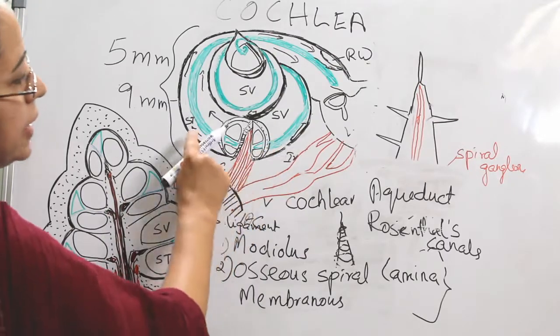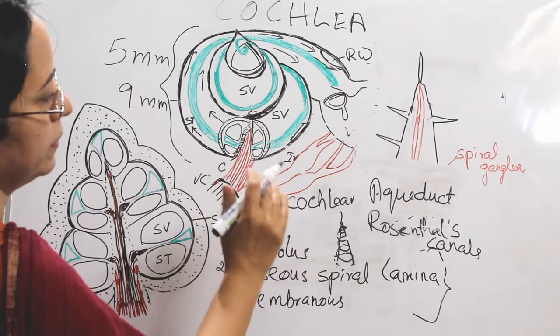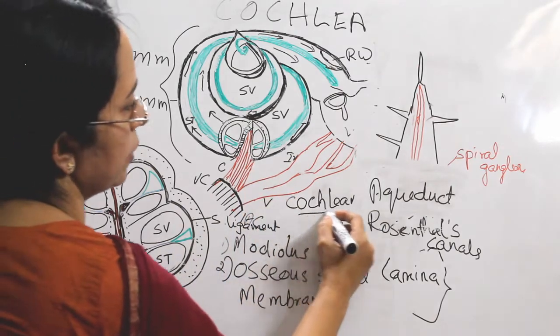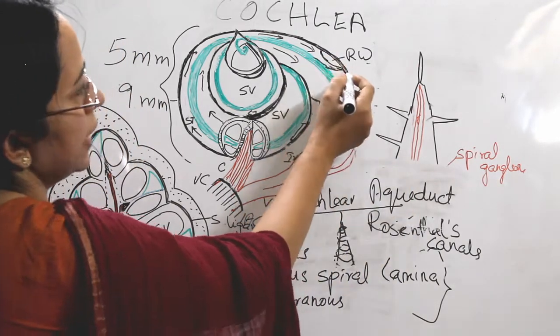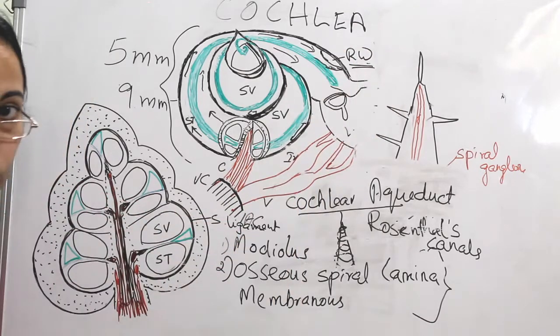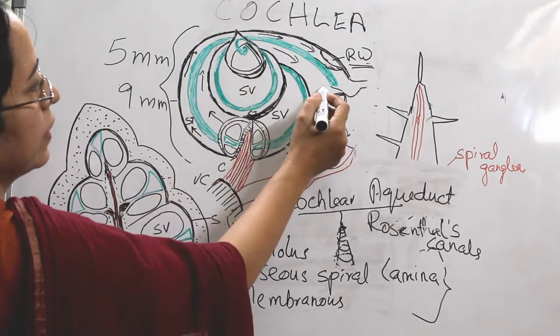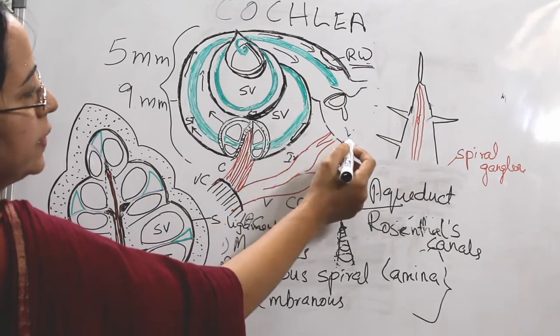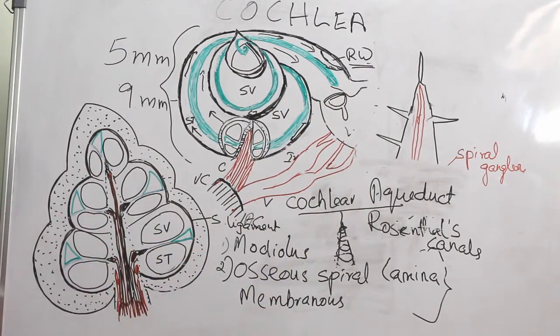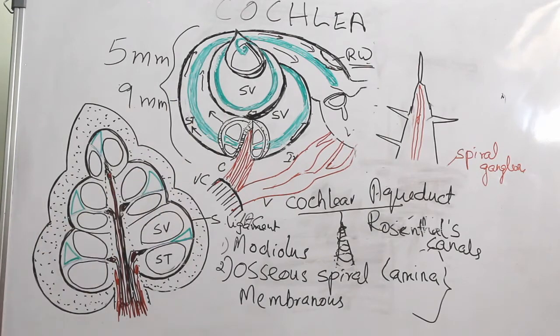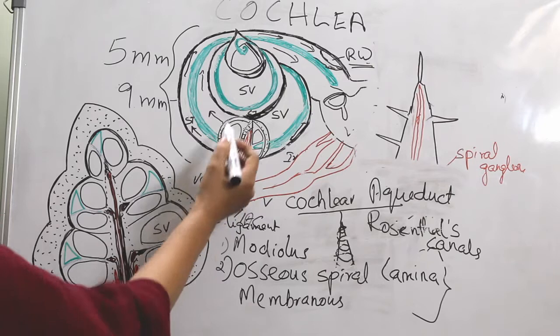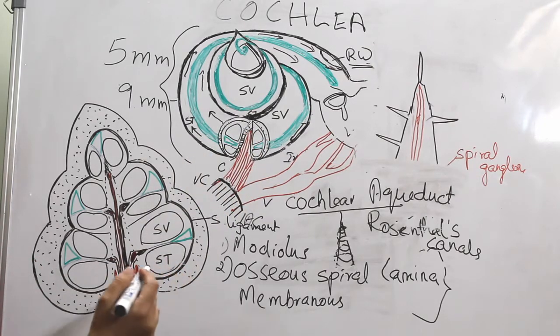So in the Scala Tympani there are two names to be remembered. One is the cochlear aqueduct and another one is the ending, the round window membrane. And the Scala Vestibuli opens into the vestibule near the oval window, that's closed by the footplate of stapes. So the upper part is the Scala Vestibuli and the lower part is the Scala Tympani.